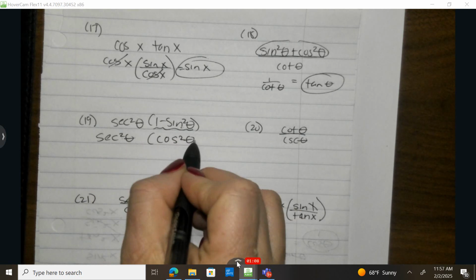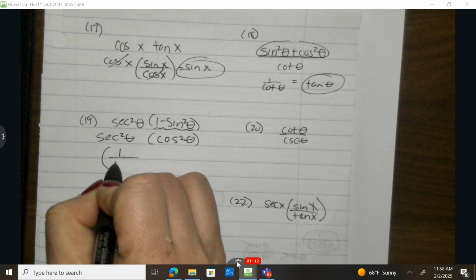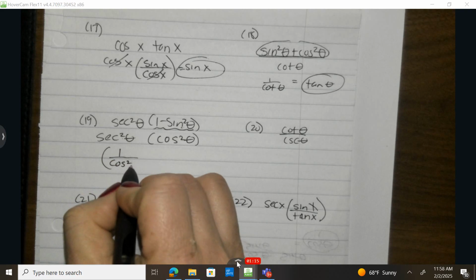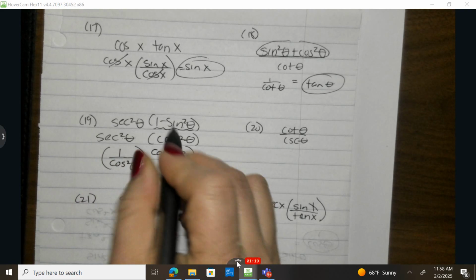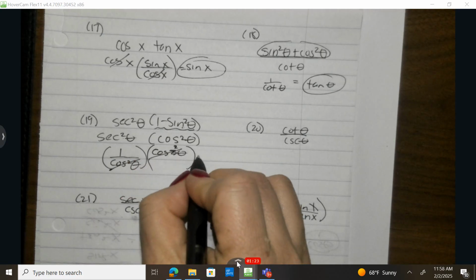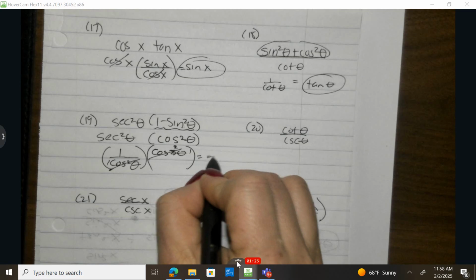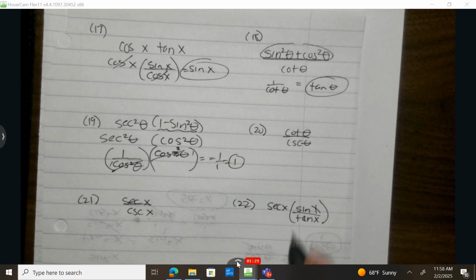Now I know that secant is equivalent to 1 over the cosine. So secant squared is 1 over the cosine squared. Oops, this should be a little 2 up top. And we can see the 2s are going to be simplified to 1, and I'm left with 1 over 1, or simply 1. Let's look at number 20.